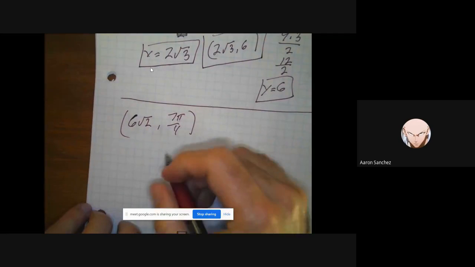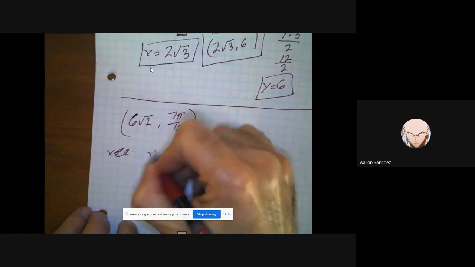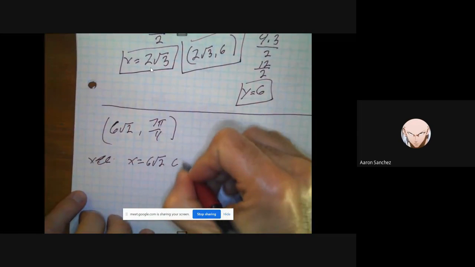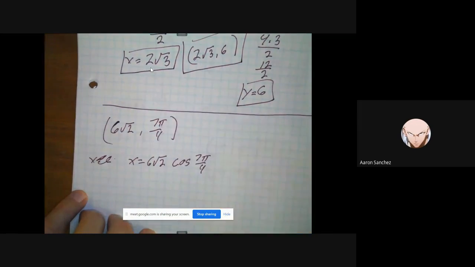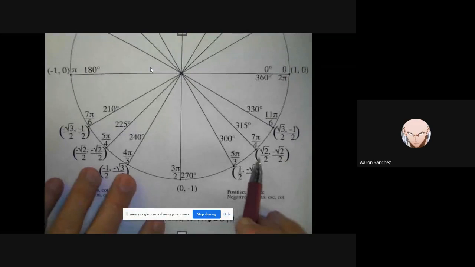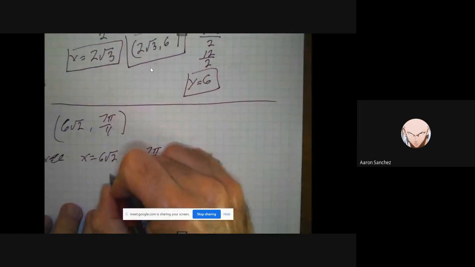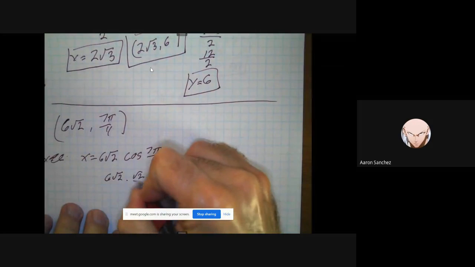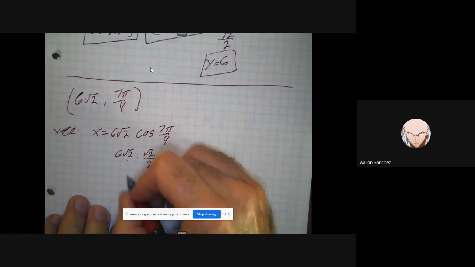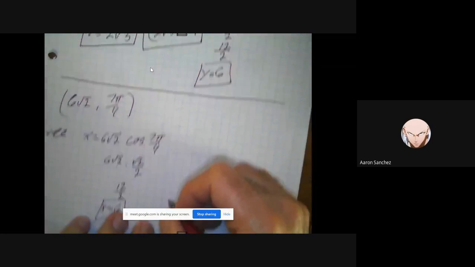6√2 pi over 4. x equals, see, I'm all flustered because Lucas just had a Lucas trauma. Cosine 7 pi over 4. Look on your unit circle. 7 pi over 4. Oh my gosh, I don't know if I can work right now. Cosine is √2 over 2. Am I going too fast? 6√2 times √2 over 2. √2 times √2 is 2. 6 times 2 is 12. Over 2 is 6.